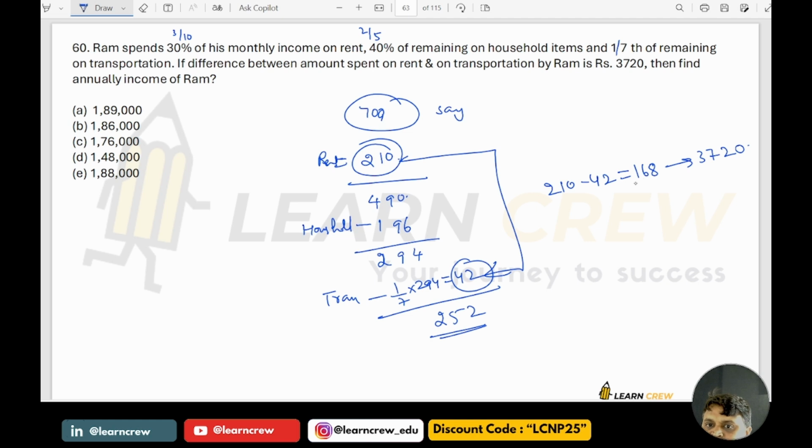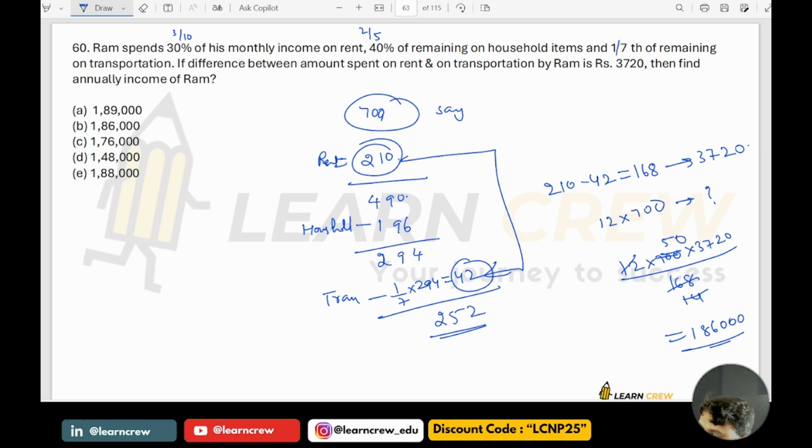Then if 168 is this much, then annual income is 12 into 700. Monthly 700. Annual would be 12 into 700, which is how much? So the answer would be 12 into 700 into 3720 divided by 168. 12 14s are 168, 14 50s are 700. So 2 zeros, 372, 372. So you are going to get 186,000. 186,000 is the answer.